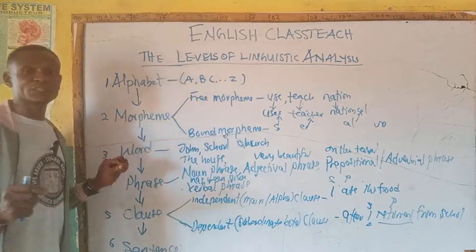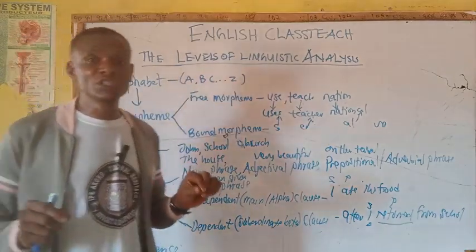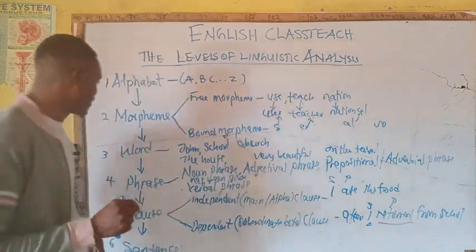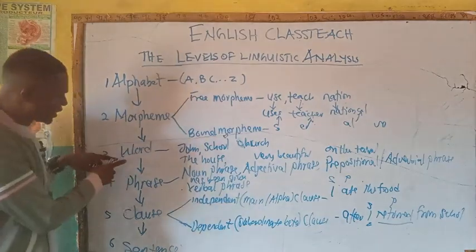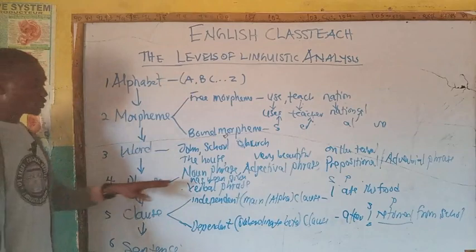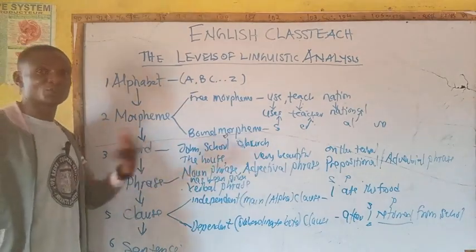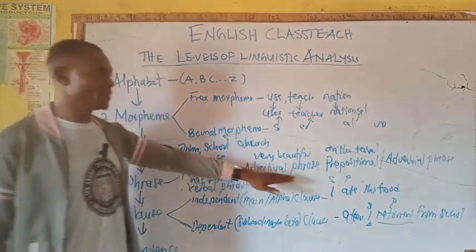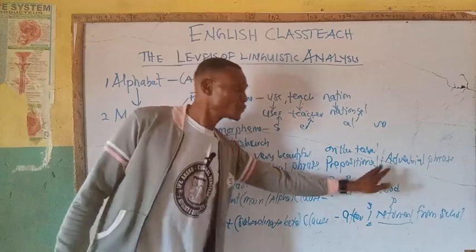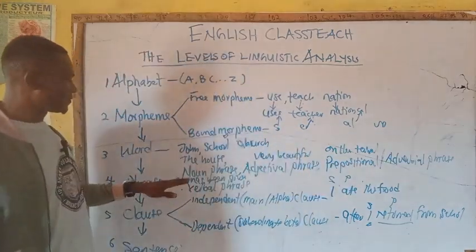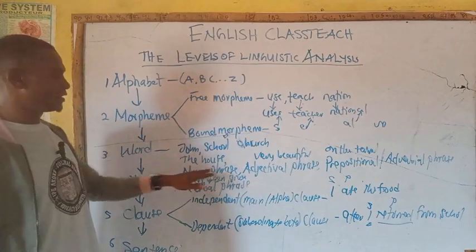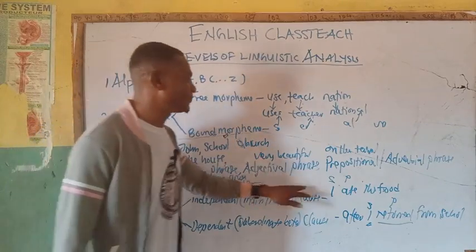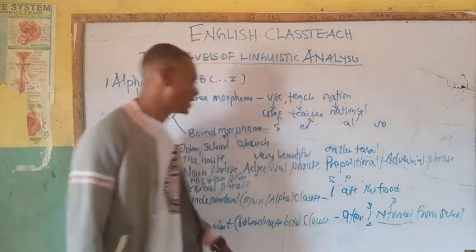And I said a word is the smallest independent unit of language that can stand alone in speech or writing. Then the ability of forming words will give us a phrase. I told us that a phrase is a group of words without a subject and a verb. Then we have noun phrase, adjectival phrase, prepositional phrase, adverbial phrase, and verbal phrase. I gave an example of a noun phrase, that is "the house"; "very beautiful," adjectival phrase; "on the table," prepositional or adverbial phrase.